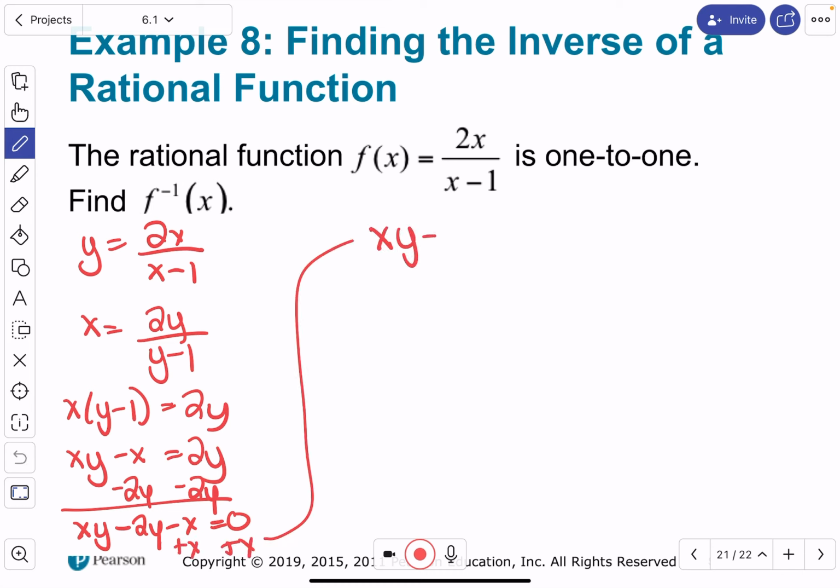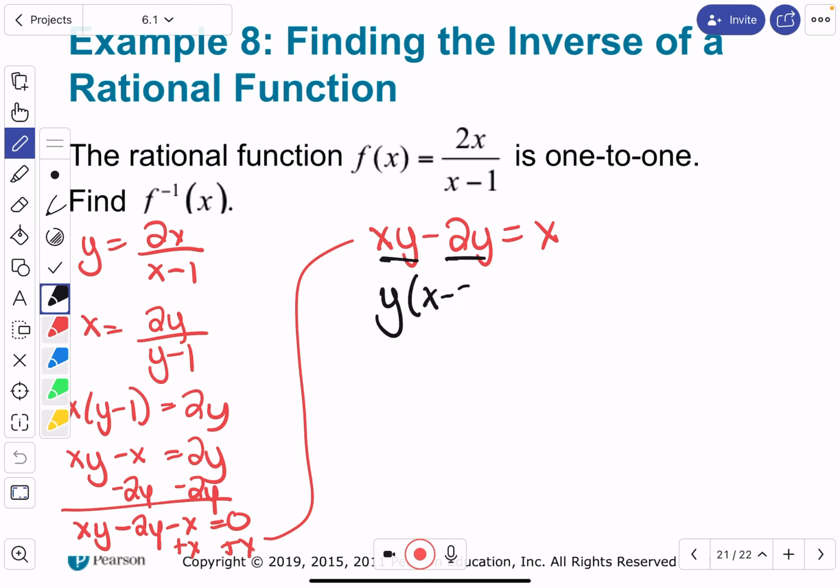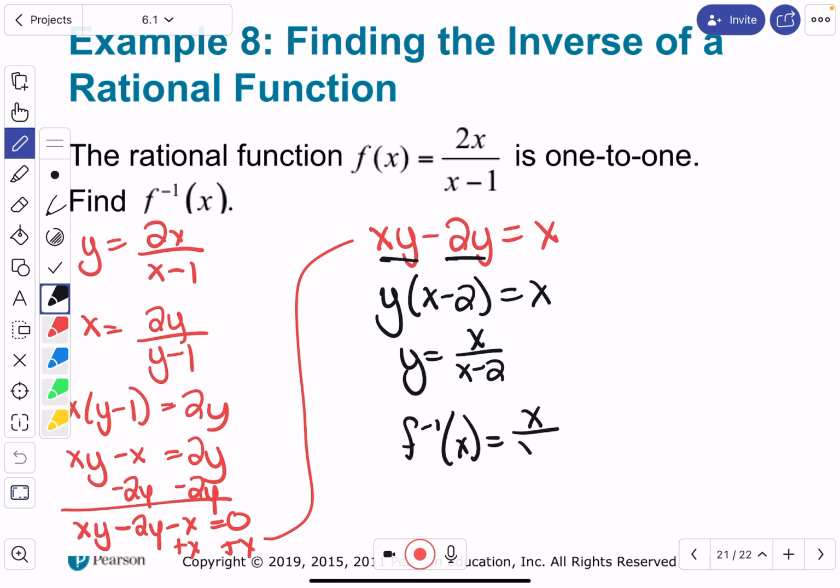So we get xy minus 2y equals x. Now, these terms have a greatest common factor of y. So I can factor that out and get y times x minus 2. Then divide everything by that. So we have y equals now. Turn that into our inverse. And we have the inverse of x is x over x minus 2.